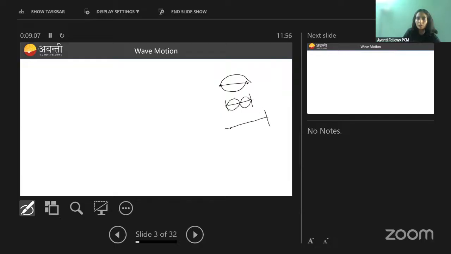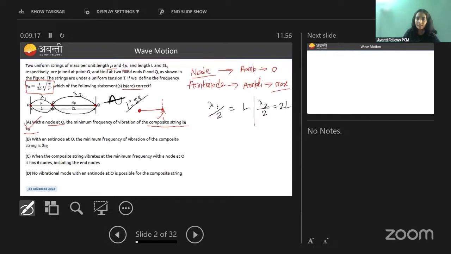And if you talk about third on the same string, sorry, I increased the length of a string, so it will look like this. Okay. So if we talk about the general formula of frequency, from here if you find the fundamental frequency, lambda 1 is equal to what? 2L. What do we write lambda as? V by frequency, right?